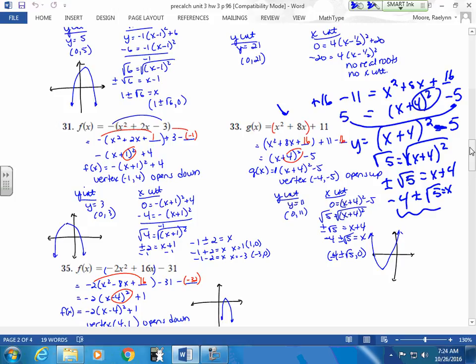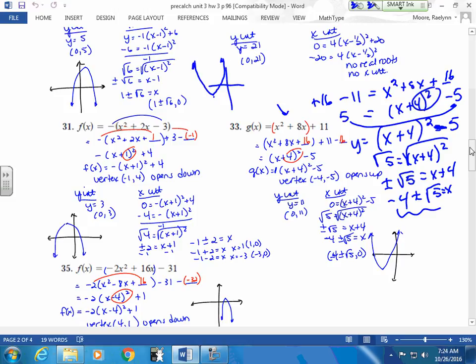Because we can put it in your vertex form. We can find your vertex. Where's my vertex? Negative 4, negative 5. So here I am at negative 4, negative 5. It's going to open up. It's going to cross the axis here. So figure radical 5 is close to radical 4. It's a little bit more than 2. So if I'm negative 4 plus 2, I'm still on this side. So it's going to go like this.